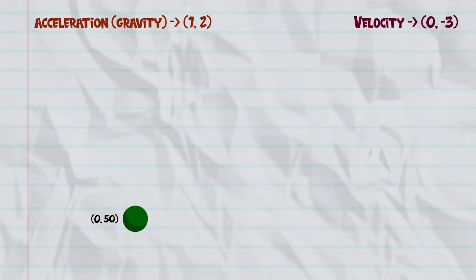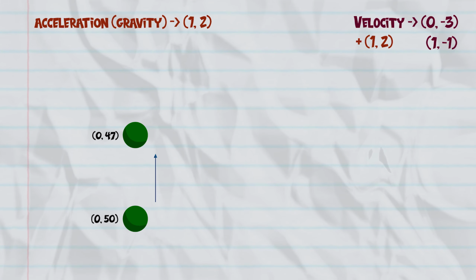For illustration purposes, let's say our circle starts here and the position is 0, 50. Our starting velocity will be 0, -3. We will also apply an acceleration or gravity of 1, 2 to the velocity every frame. So on the first frame, our circle is at 0, 50. The velocity of 0, -3 moves the circle up 3 units. Acceleration is then applied to the velocity, and the velocity is updated to 1, -1.